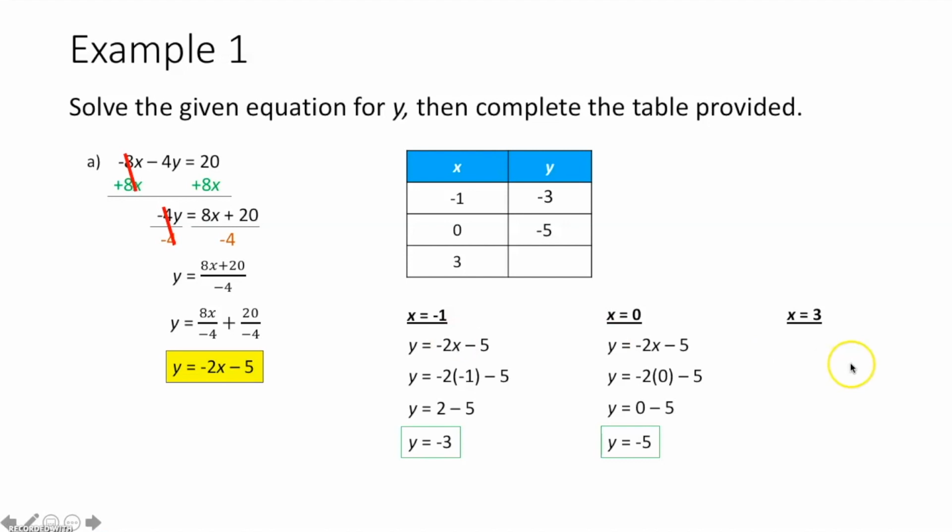Lastly, I am plugging in 3 for x in the equation that I just found and finding the y value that goes with that. So when I do, I get negative 2 times 3, which is negative 6, minus 5 is the same thing as adding the opposite, so plus negative 5, so that'd be negative 11.